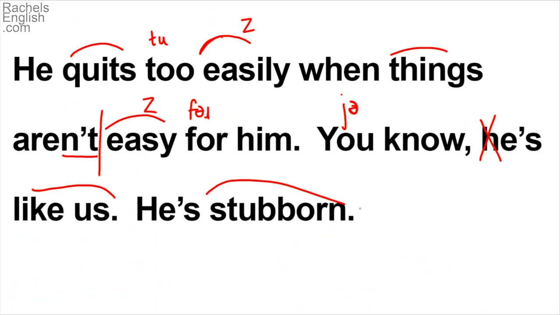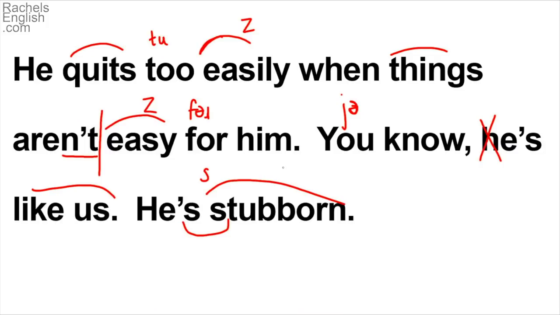He's like us, he's stubborn. And everything smoothly linking together, he's stubborn. Those two words will link together with a single S sound. He's stubborn. Like us, he's stubborn.